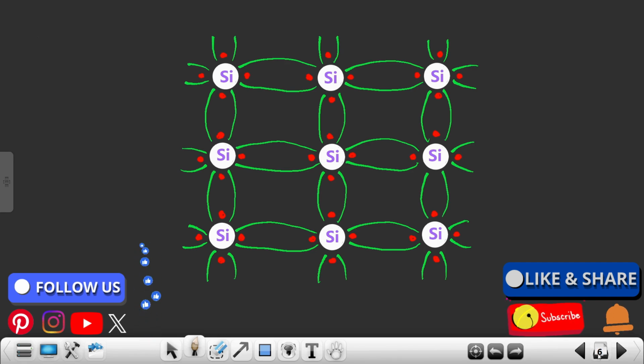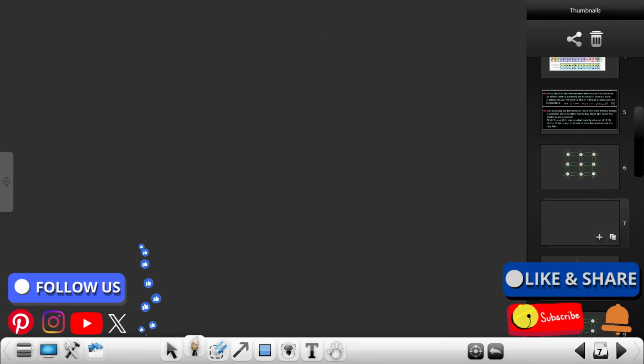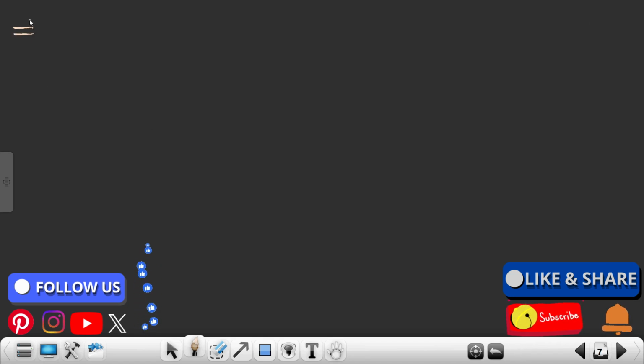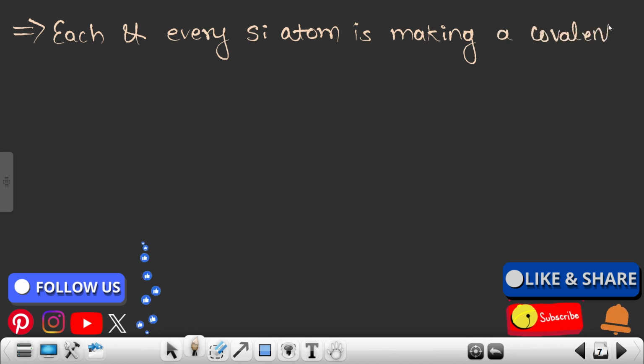Let me just write over here. What we can figure out from this particular image is, just a second, let me just write this particular point. Each and every silicon atom is forming a covalent bond with its surrounding atoms.